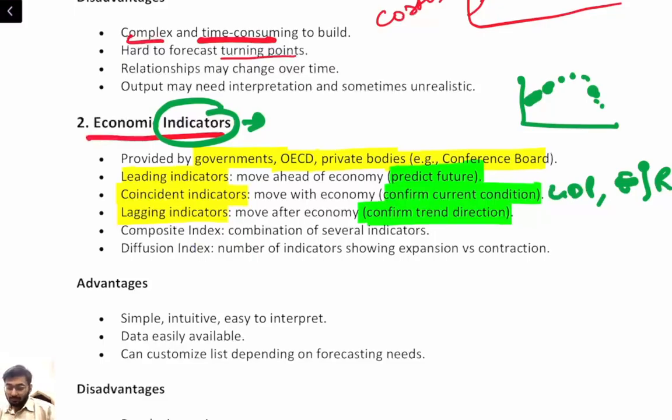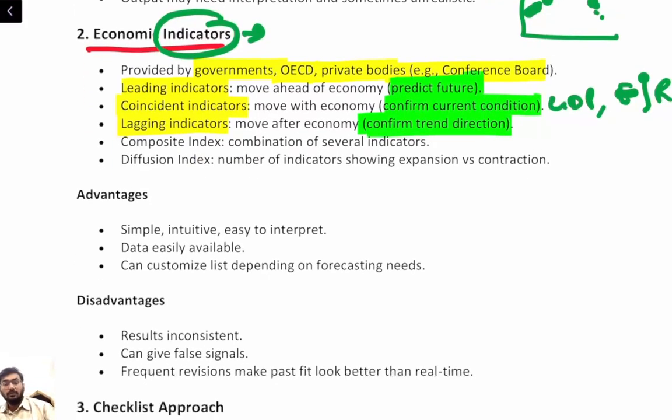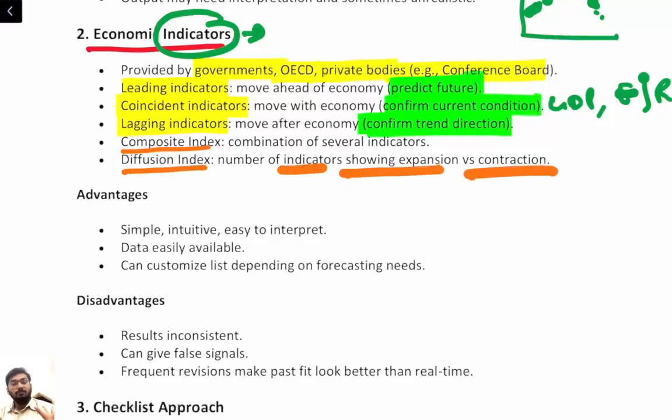Are you clear? Apart from that, we have two more indexes as well, like composite index and diffusion index. Composite index means what? It is a combination of several different indicators. So they will have all the information about what's happening. It includes your leading, your coincident, and your lagging as well. And diffusion index means the number of indicators showing expansion versus contraction. So there are multiple indicators inside this index. Some are for expansion, some are for contraction.